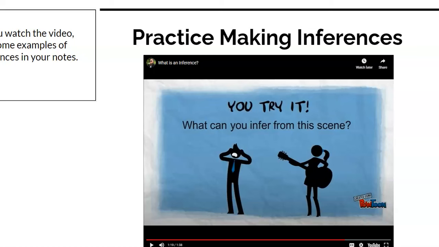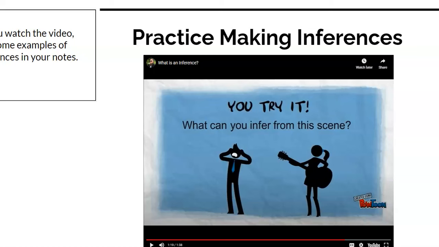I think that maybe the guy doesn't like the music that she's playing. Maybe he doesn't like the song or he thinks that the music sounds bad or is annoying. Okay, you can infer that because she has a guitar. We know that people that have a guitar are often playing music. Okay, so that's prior knowledge.